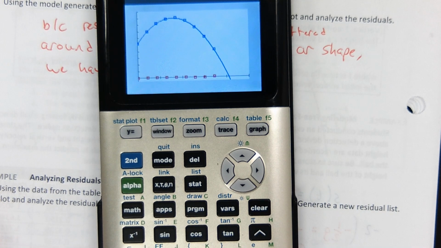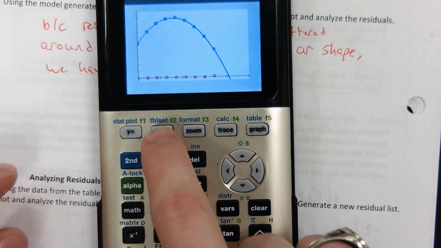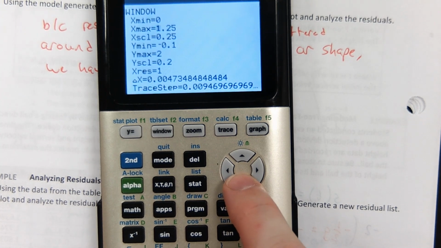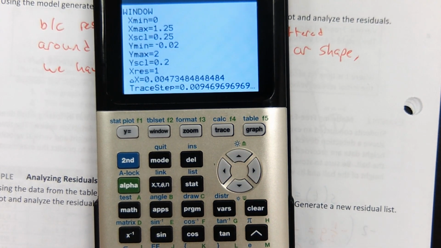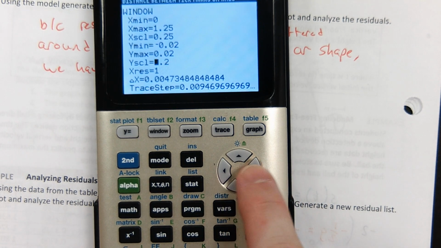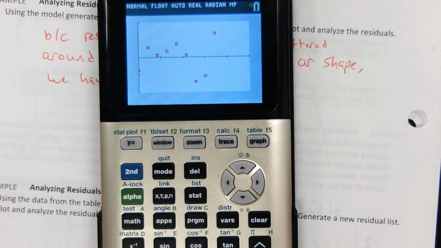And if you really wanted to, you could zoom in to see these residuals much better, if you went to your window and changed your y min and y max to much smaller numbers. See? But they are randomly scattered around the x-axis with no pattern or shape. And they're very small numbers. Yes?